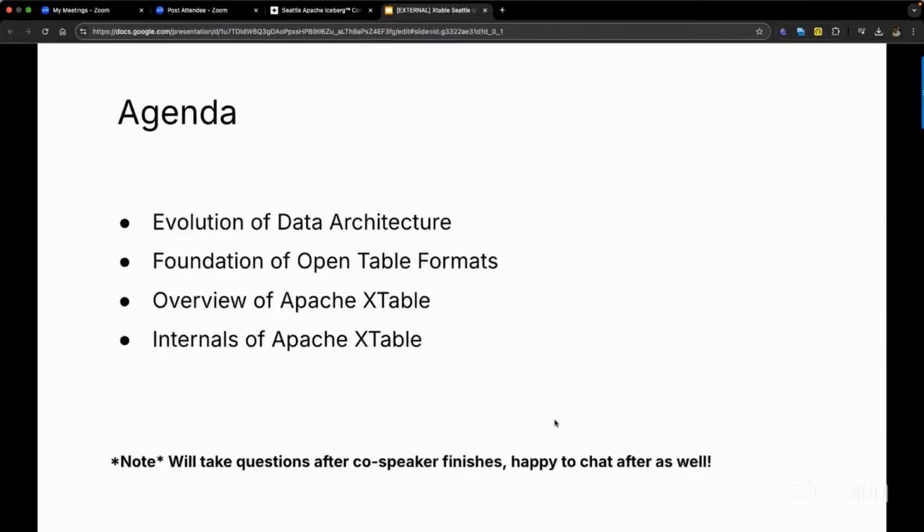Before we even talk about XTable, I do need to cover a couple of building blocks to really explain or give context as to why XTable even exists and the problem it's trying to solve. So this is just a quick agenda of what we'll be talking about. In terms of questions, I will take them after Anand finishes because this is a two-part series. I'll be talking about XTable from the open source perspective, and then Anand will be talking about XTable in production at Microsoft at scale.